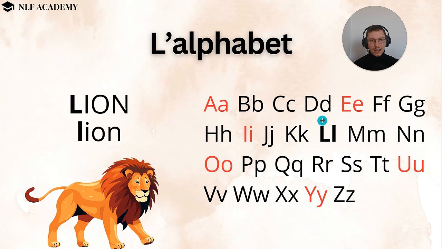L. L is one of the consonants, just like F, where you can keep doing the sound in time. L. Okay? Par exemple, lion. Lion. Très bien. L.